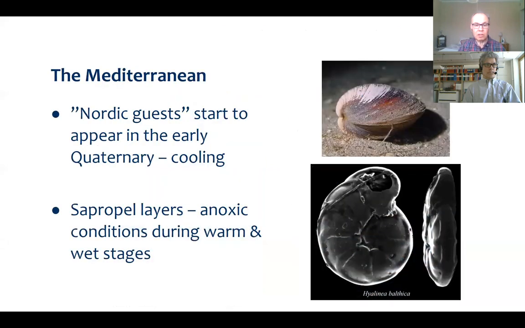Many of you are now sitting around the Mediterranean, where it is probably much warmer than in Sweden today. At the start of the Quaternary, some 2.6 million years ago, some Nordic guests started to appear. Two examples are shown here. One is the foraminifera Hyalinea baltica, which is now common on the western coast of Sweden, but during the earliest part of the Quaternary it starts to appear also in the Mediterranean Sea. We also had the development of the sapropel layers, which I will not go into in detail, but many of you are probably familiar with them, and they reflect the Milankovitch cycles. They are the blackish layers deposited during anoxic conditions, especially during warm and wet stages.